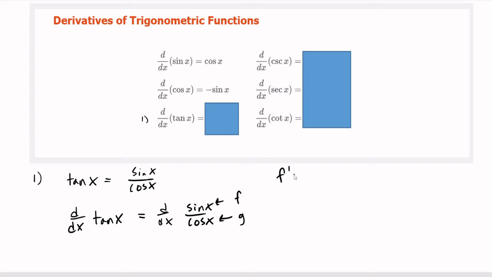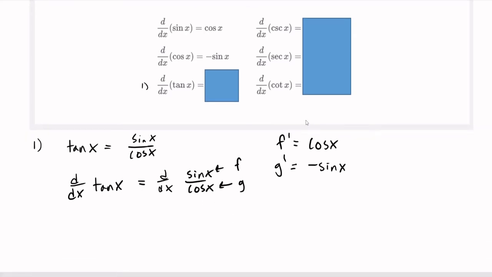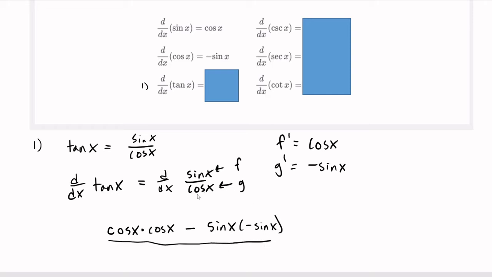That would make F prime, and just use the table, and we're going to want to remember these. Derivative of sine is cosine. G prime, the derivative of cosine is negative sine. Okay, and then we know our rule, right? Low d high minus high d low. Low is G, which is cosine x. D high would be F prime, cos x. Okay, minus high, that's sine. D low, okay, that's a negative sine, over low squared. So what's low? That's G, so that's cosine squared.